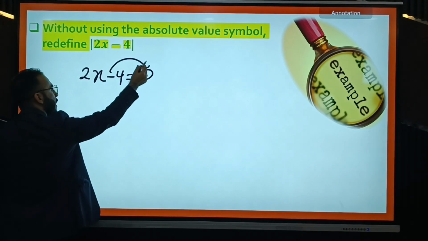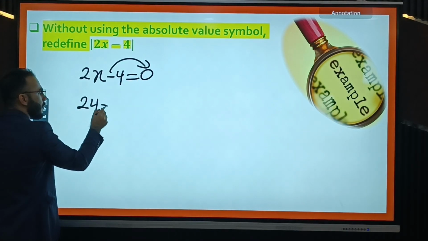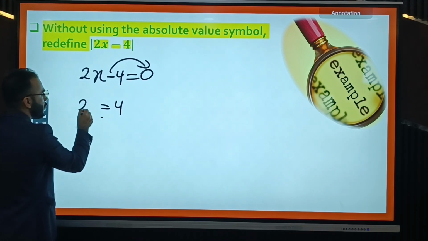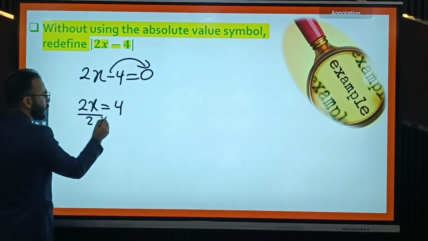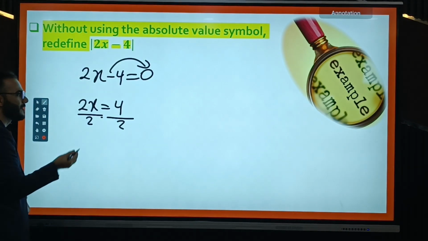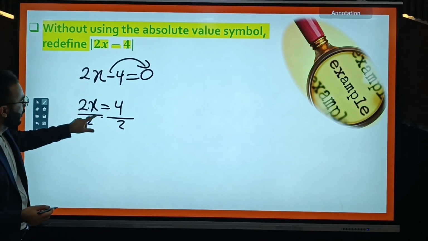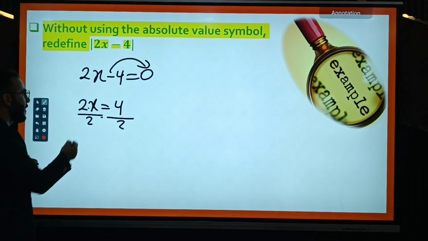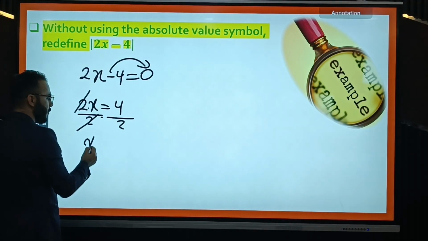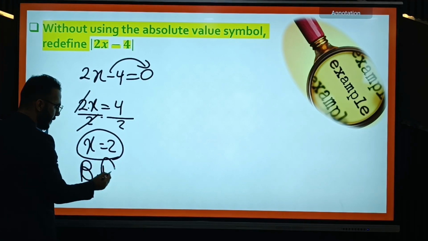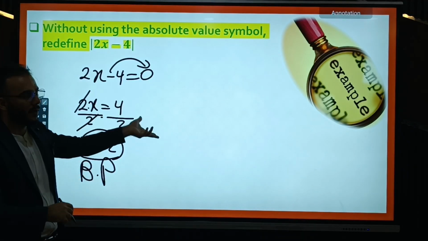Move this negative 4 to the other side. So 2x equals 4, divided by 2, divided by 2. Why do we divide? Because the inverse operation of multiplication is division. To remove these two, we need to divide it by 2, both sides. That 2 will kill these 2, and x equals 2. That is the boundary point. Based on this one, we will redefine our function.